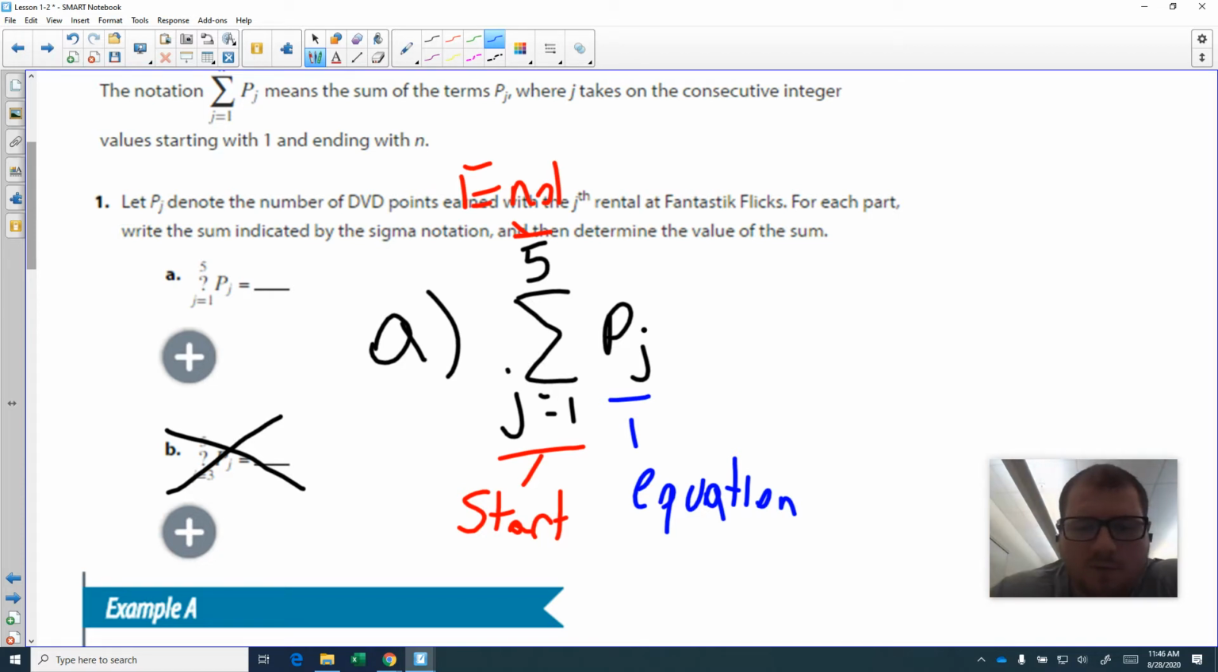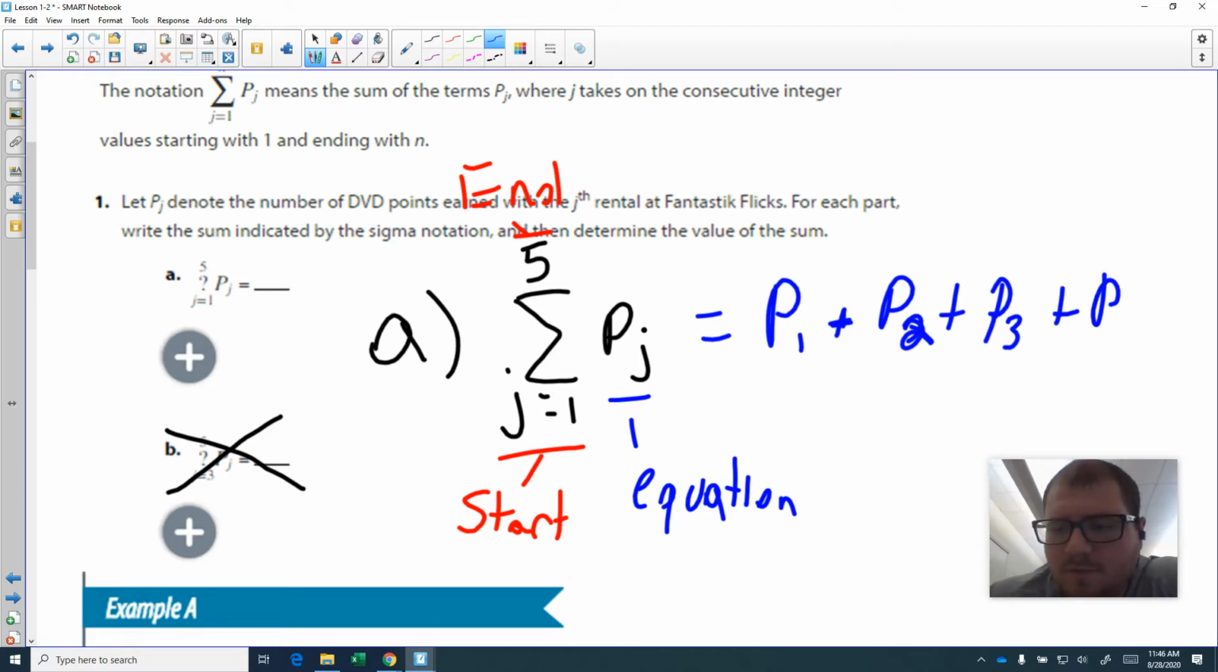So if I were going to write this out, this would be P of 1, because that's our starting point, plus P of 2, plus P of 3, plus P of 4, plus P of 5. And eventually I would stop there because that is my ending value. So as you can see, really, the numbers on the top and bottom of the sigma describe where I start and where I end, while the equation just describes what I am plugging it into, okay? I plugged it in for j all the way up until I got to the value of 5, okay? So let's go ahead and apply this.